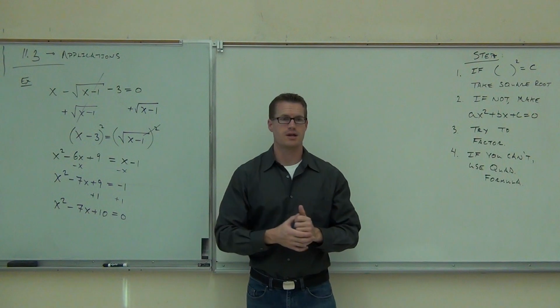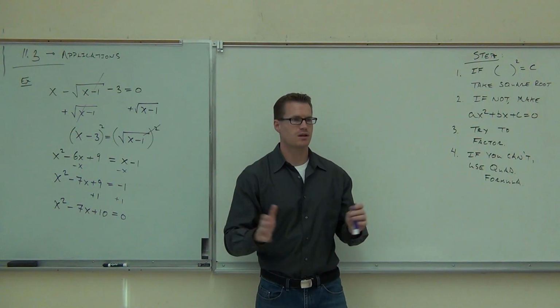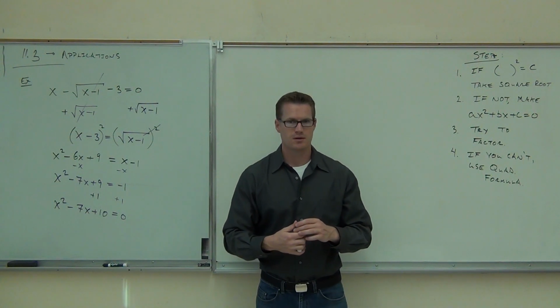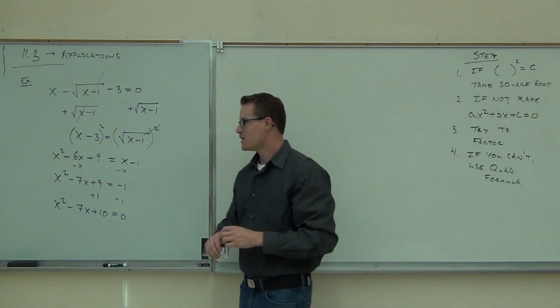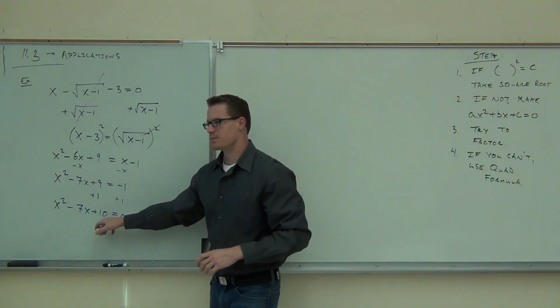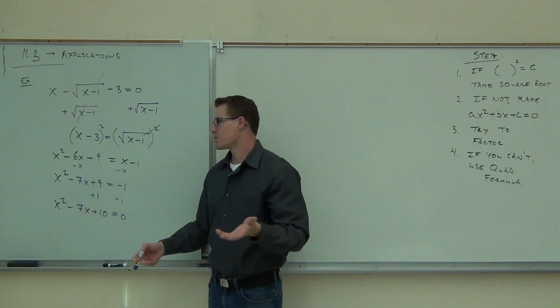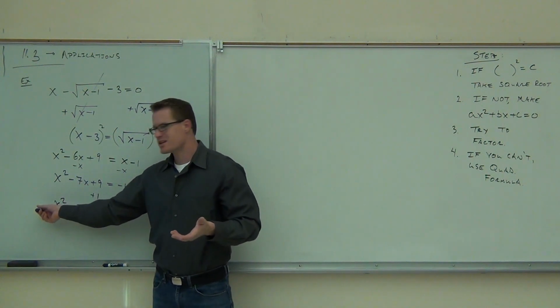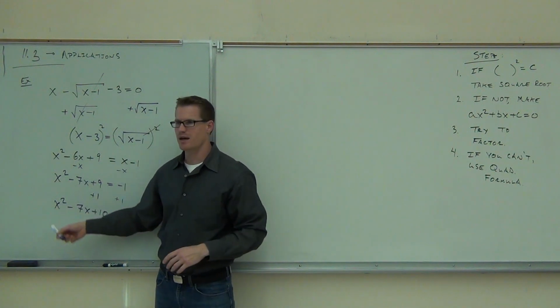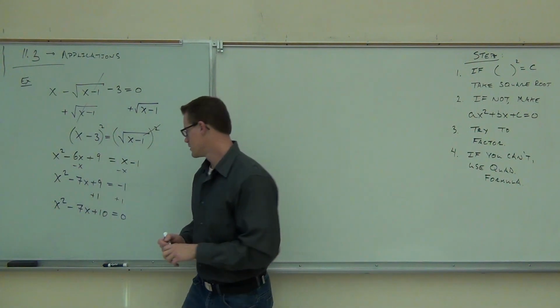Why don't you try to factor that? I'll give you 10 seconds. Do it on your own, don't say it out loud. Just factor that, if you can. This is a diamond problem, yes? Does it have an extra step in it? No. Those are the ones you might want to try to factor. If you had a number up front, you might just skip it altogether. Say, I don't want to deal with that. It's too hard. Quadratic formula.